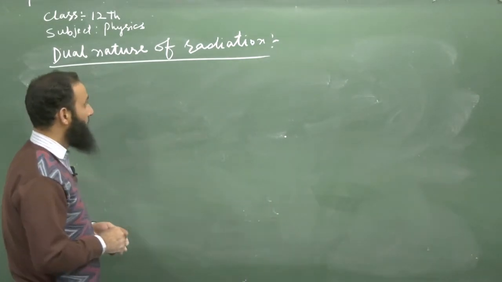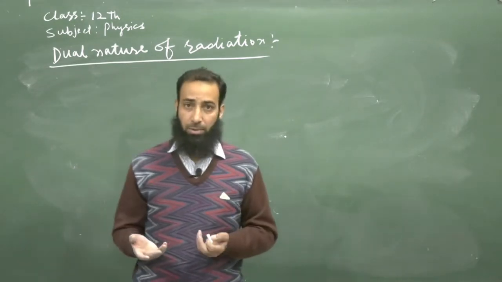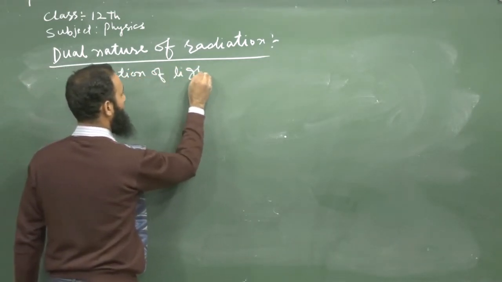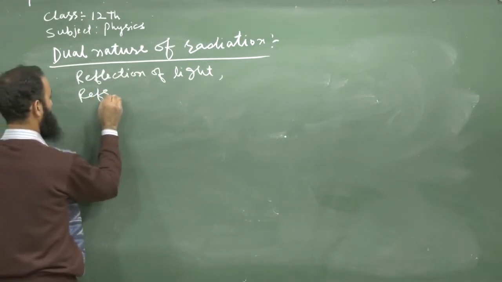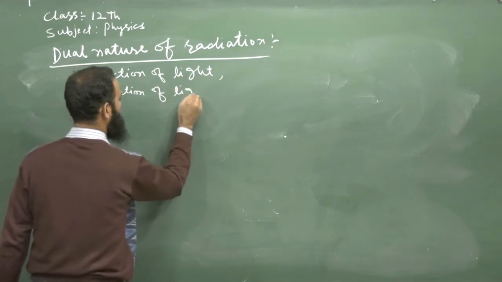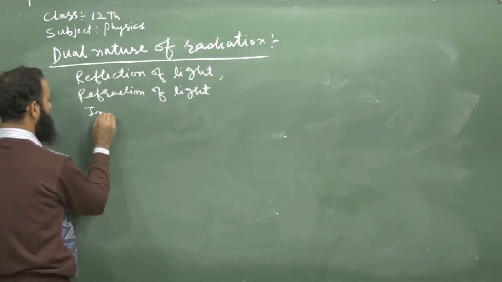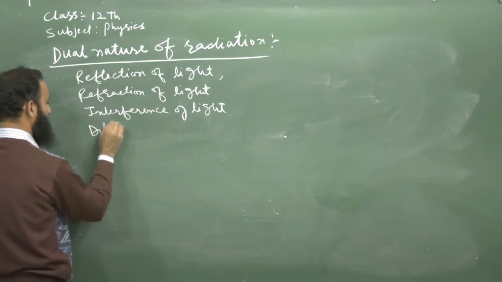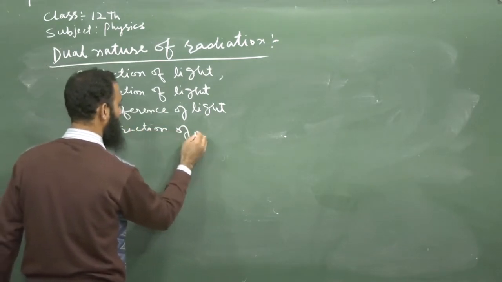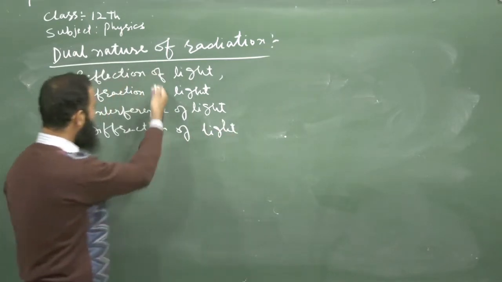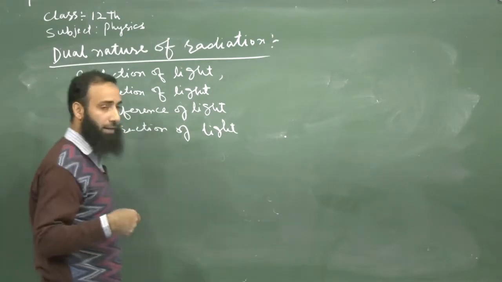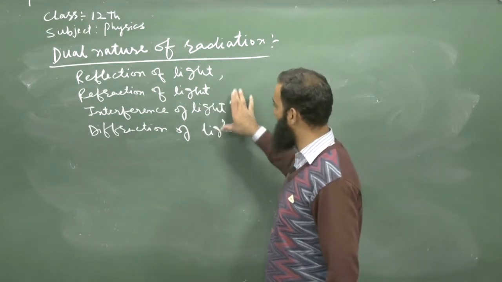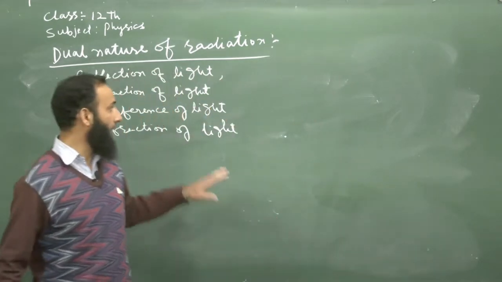In the previous chapter on wave optics, you have studied a large number of phenomena like reflection of light, refraction of light, interference of light, or diffraction of light. All these phenomena have been explained by taking light as a wave. In other words, we can say these phenomena have been explained on the basis of the wave theory of light. At that time, light behaves as a wave.